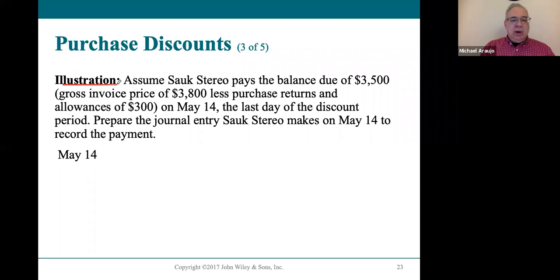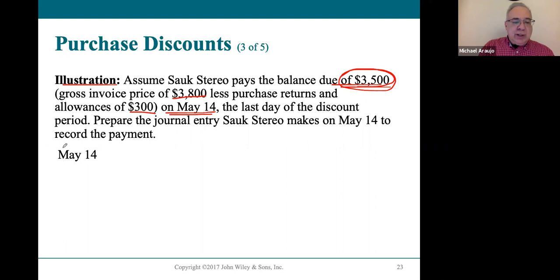So let's go back to our situation between Sock Stereo, the buyer, and PW Audio, the seller. Sock Stereo now has a balance of $2,700. Remember, they bought $3,000 worth of stuff, but they sent $300 worth of stuff back. And they have until May 14th to make that payment and take the discount. And so this assumption is, look, we're going to pay by the 14th. How do we do it? Well, they're not going to owe the full amount, right? They're going to have a 2% discount on that.